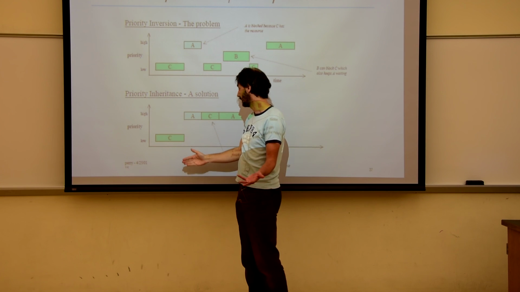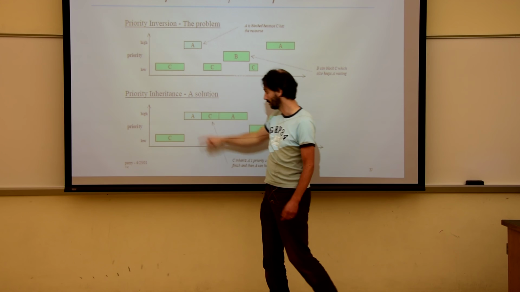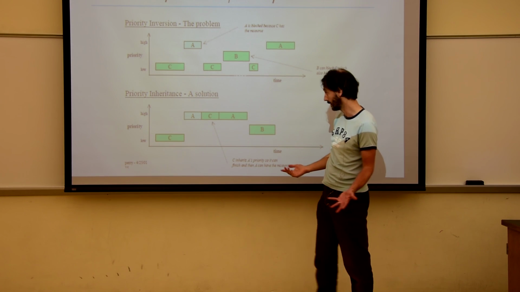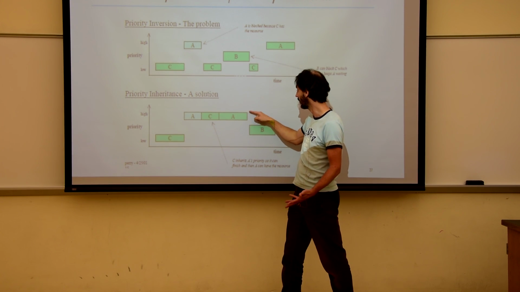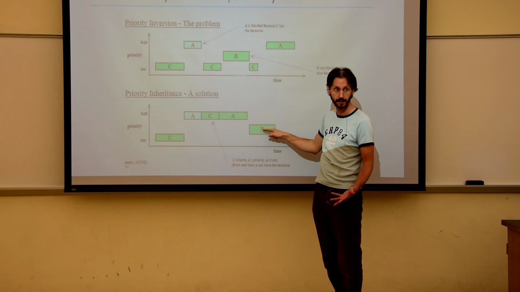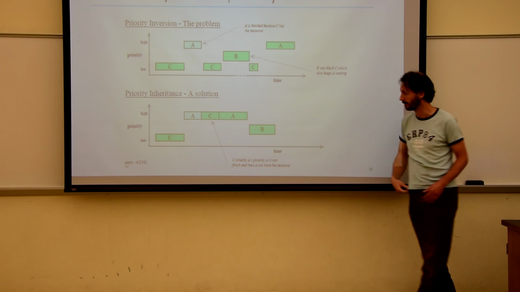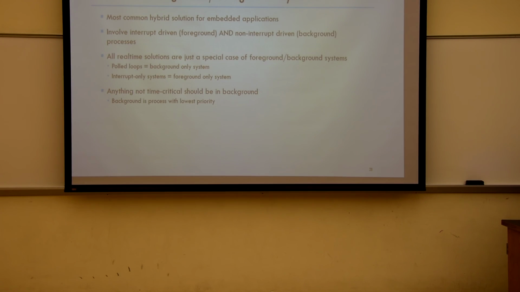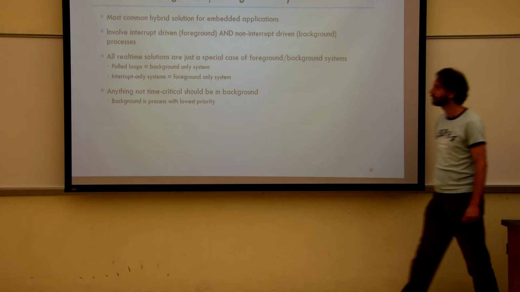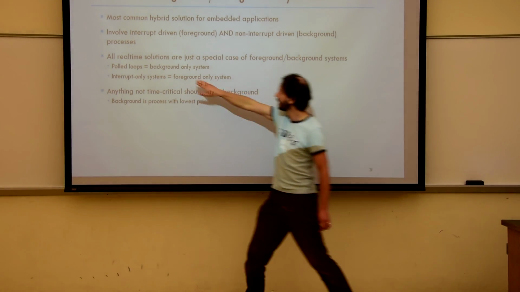Priority inheritance would be, well, we have C running, A wants to run, cannot run because C has not finished. C gets the high priority of A, finishes, now A can finish, and only after that B, because B has a medium priority. So this is the priority inheritance. So that's pretty cool.